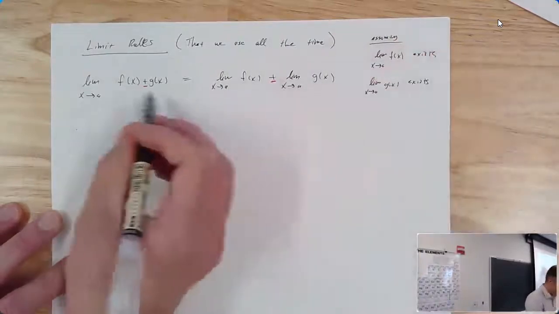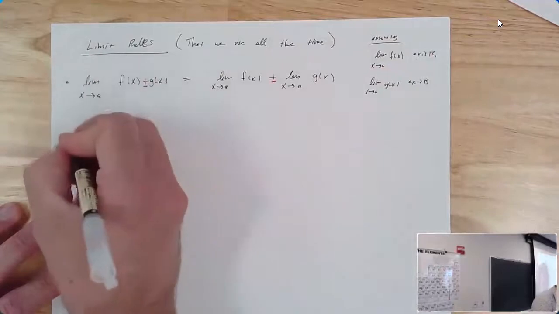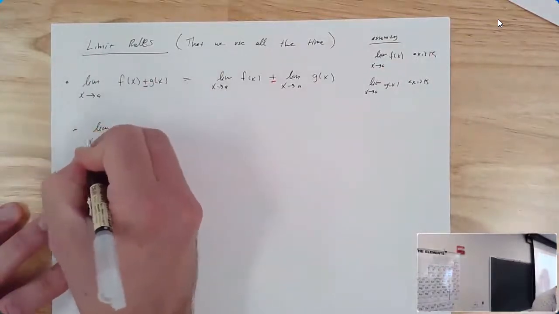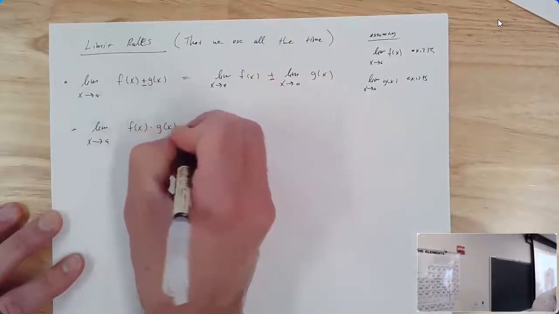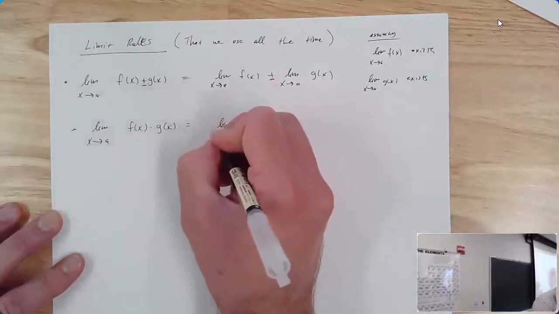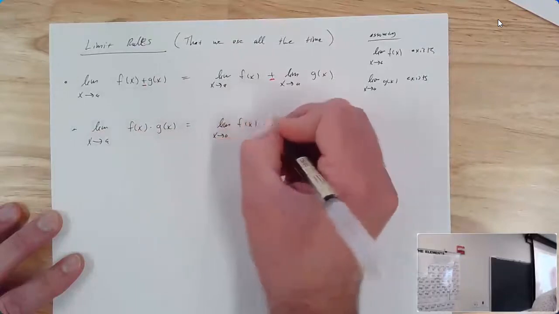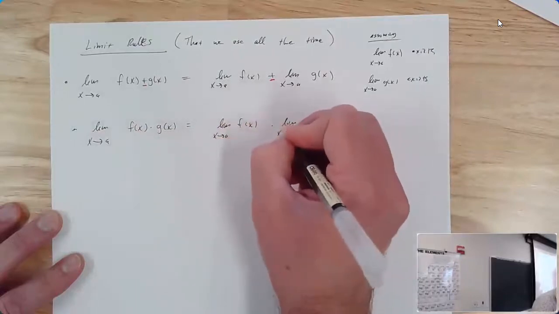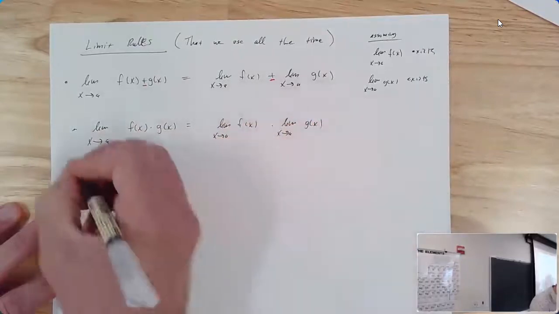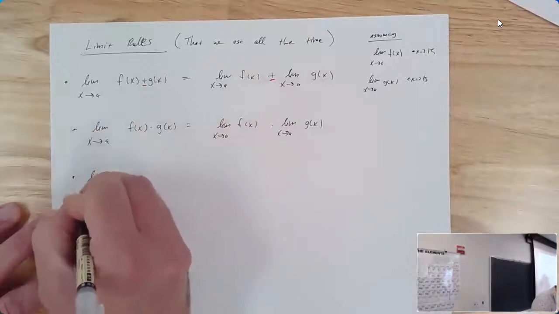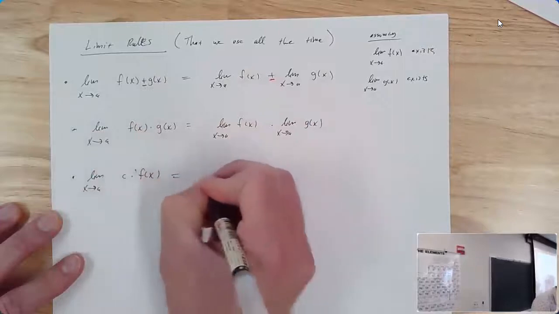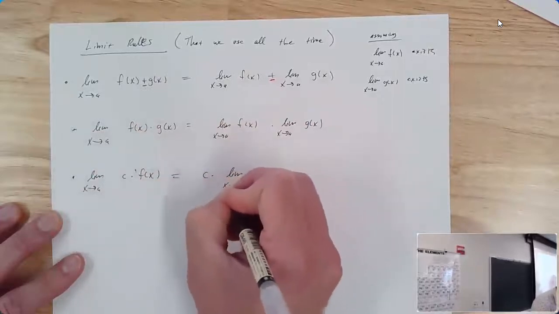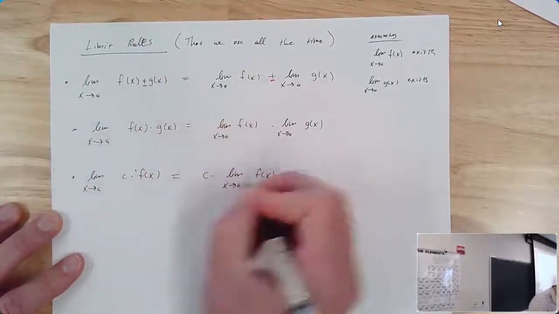Then we can say that the limit as x approaches a of f of x times g of x is equal to the limit as x approaches a of f of x times the limit as x approaches a of g of x. The limit as x approaches a of a constant times f of x is equal to the constant times the limit as x approaches a of f of x.